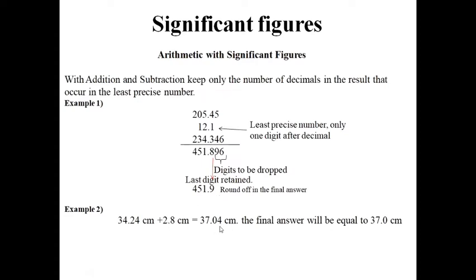Similar for this one, the least precise is 0.8, so you will write up to here, like that. And 4 is less than 5, so you drop this number. This will be the final answer of this summation.